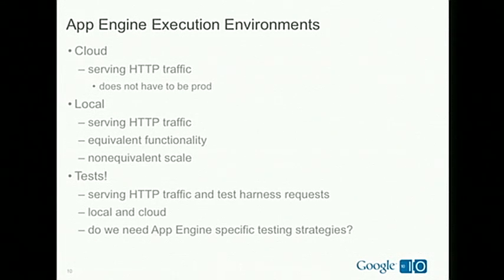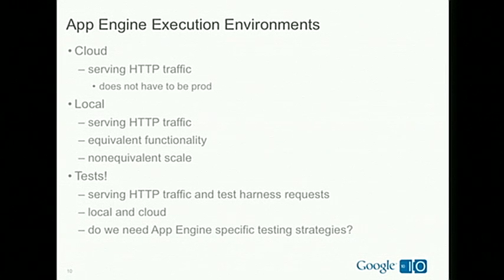We want everybody to have these same tools at their disposal. So how does this relate to App Engine? When we talk about App Engine and where our code runs, we're typically talking about two different execution environments. There's the cloud, where our code actually lives, serving requests on the internet. And then there's the dev app server, which is running locally, which gives us the same functionality that we have in the cloud, but not the same scale.